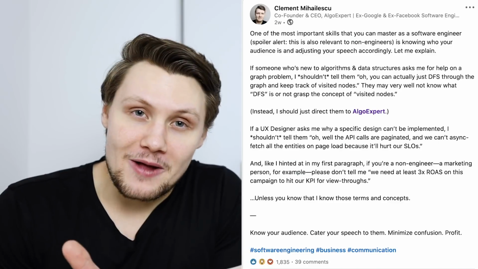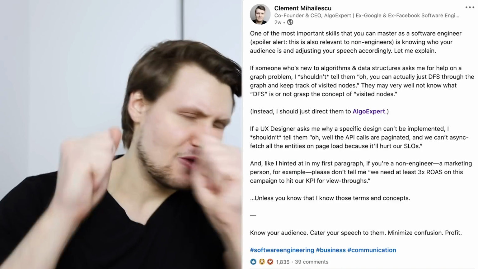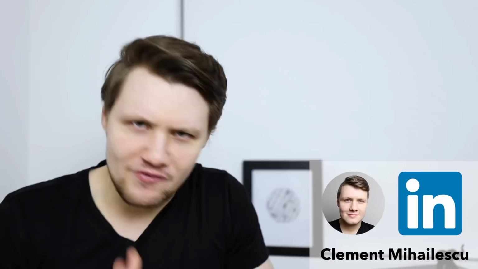And I see this all the time. Like I remember when I was at Google or at Facebook, I would see this firsthand, a software engineer referencing some sort of acronym that is only relevant to engineers to a UX designer. And the person just doesn't know what they're talking about. And sometimes they'll say it out loud, sometimes they won't. I actually wrote a post about this recently on LinkedIn. So by the way, if you're not following me on LinkedIn, then definitely follow me there. But I wrote a post exactly about this.